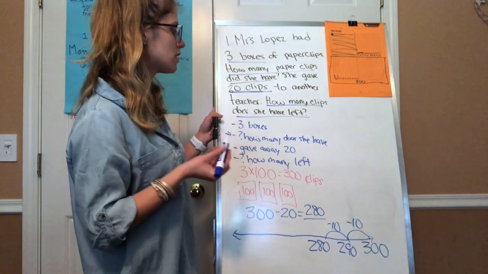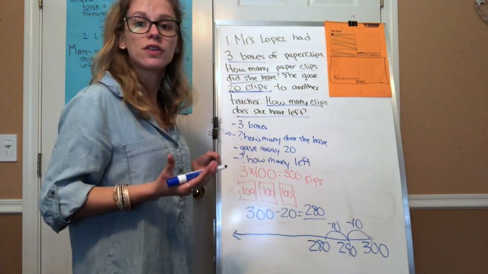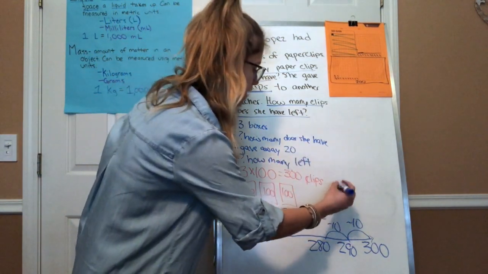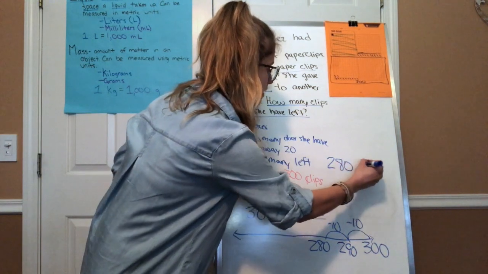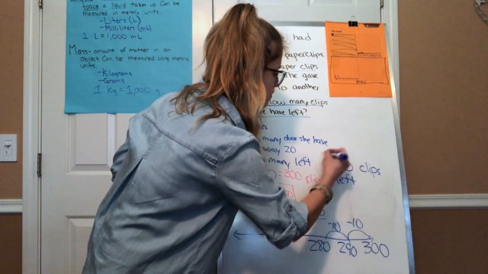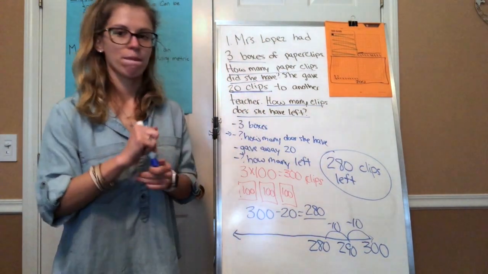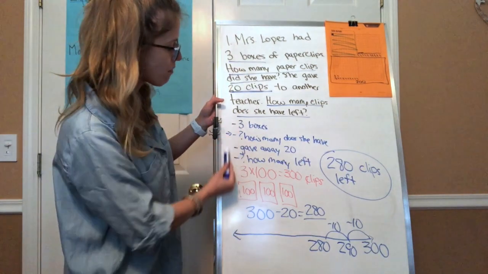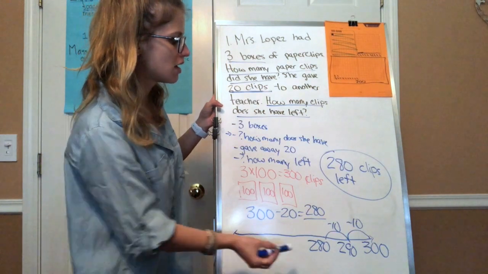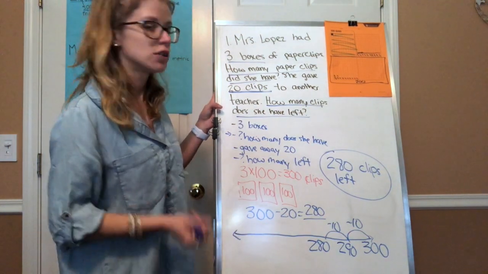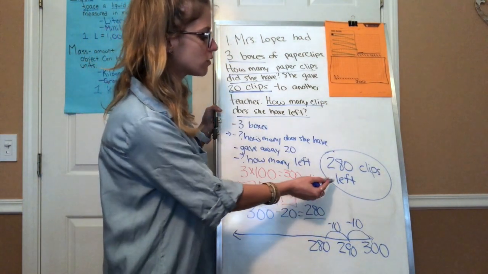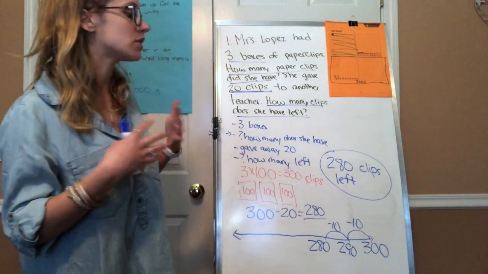And the question is, how many clips does she have left? I need to make sure that I have my unit. What am I talking about? So that means that she has 280 clips, or paper clips, left. What I did is I wrote down my rules. I showed my work for both questions of my problem and used a number line to show how I'm subtracting, or how I was taking away. It's also important that I wrote down my answer and circled it.